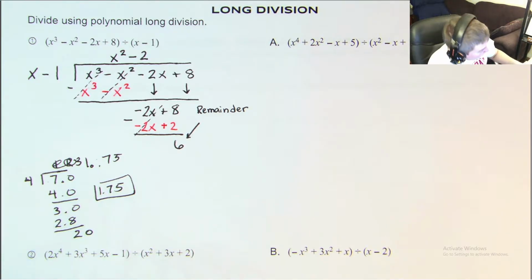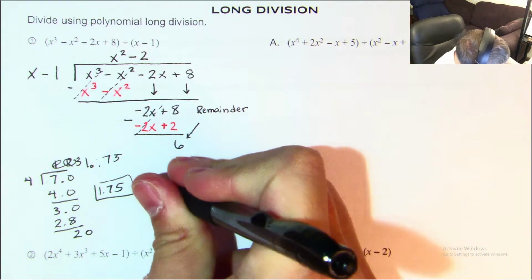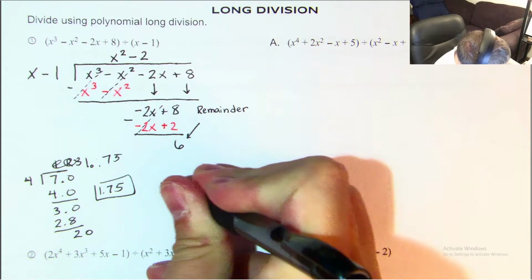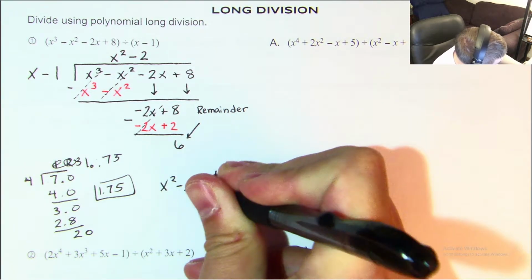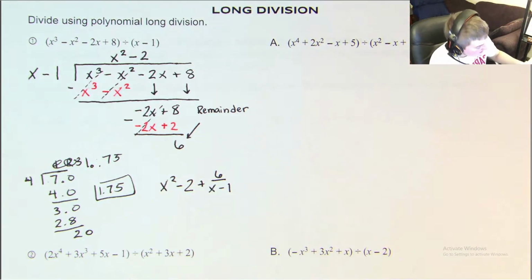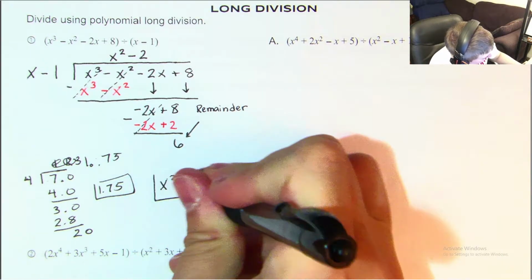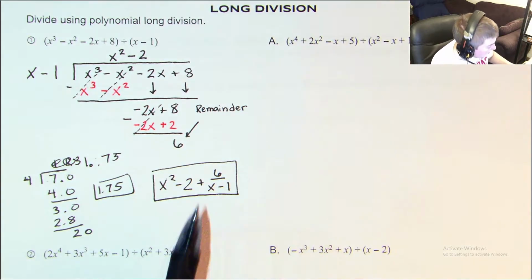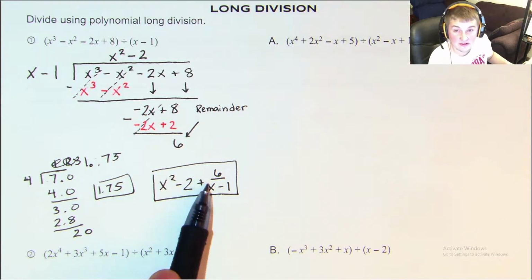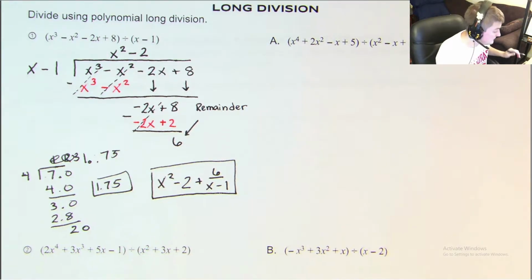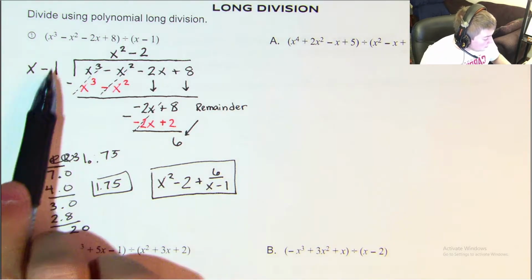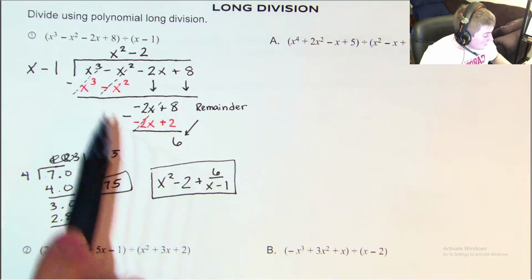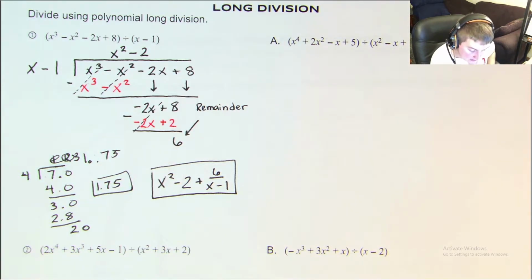Okay, so my final answer here is x squared minus 2 plus, and you take that remainder and you put it over what you're dividing by, and this is my answer. Okay. And again, this part here is basically like the decimal equivalency. Okay, so what I want to show you now is that if I truly multiply this times this, I will get my original answer. Okay, and just making sure everything's good here.